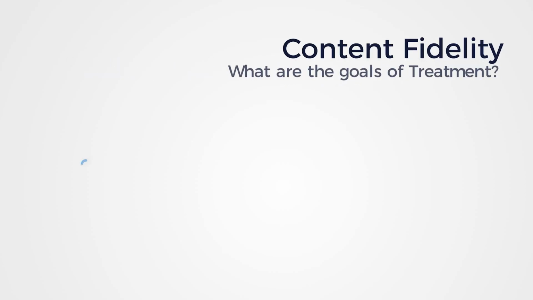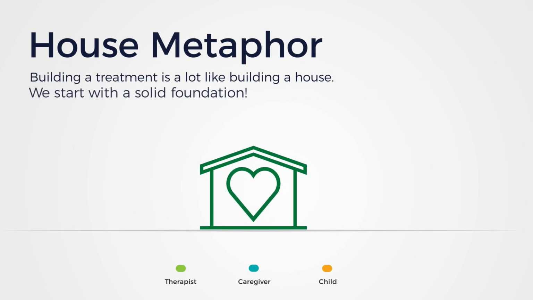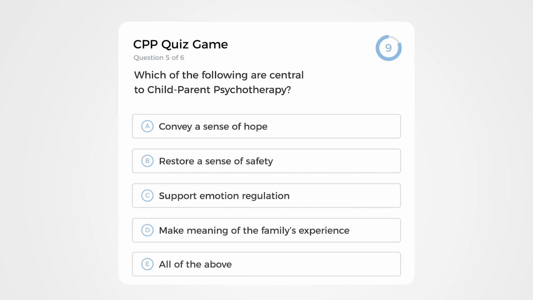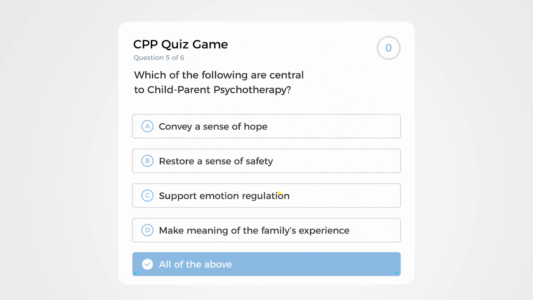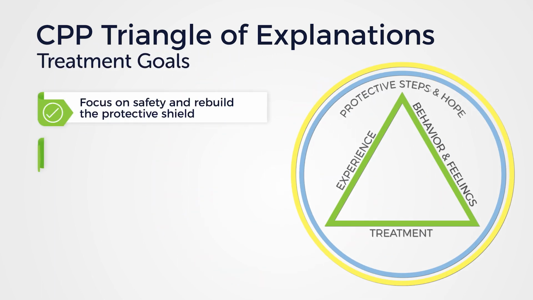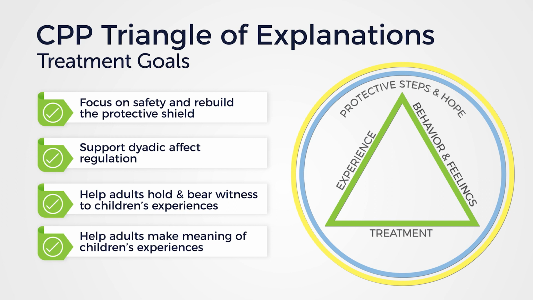Content fidelity is the degree to which our interventions address the goals of child-parent psychotherapy versus, say, the goals of another intervention. In the diagram, the content fidelity icons are in the middle, between the therapist and the family, to symbolize that what we do together creates positive movement towards CPP goals. The CPP triangle represents our shared conceptualization, our understanding of what the family's been through, how it affects them, the goals of treatment, and how we might partner to bring about positive change.